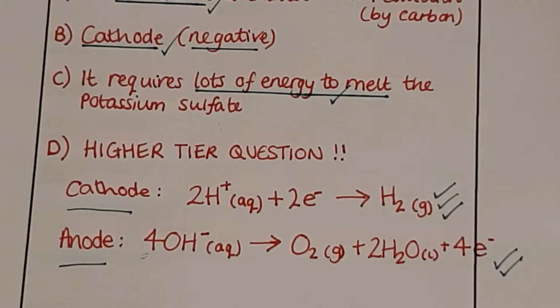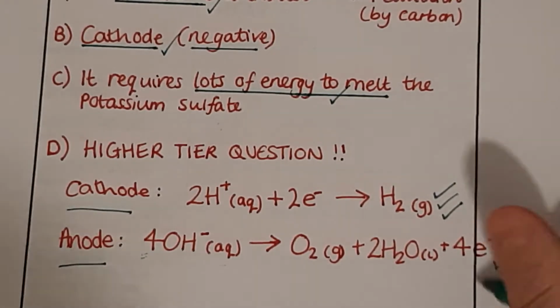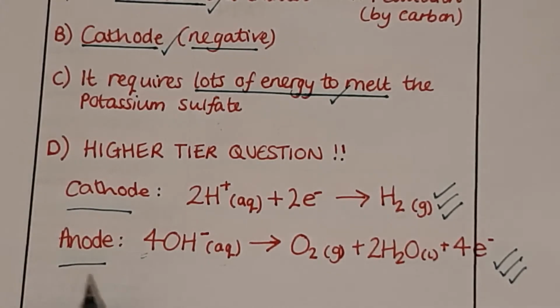And the third mark, again, is for the state symbols. So the OH- is aqueous, the O2 is a gas, H2O is a liquid, and electrons don't have a state. So again, that's a mark out of 3 for the anode equation, but you cannot get all 3 marks if you haven't identified that this equation is for the anode. So you can get a maximum of 2 out of 3 if you haven't said that this is for the anode. Okay, so if you've written it exactly like this, you can have 6 marks for this question.